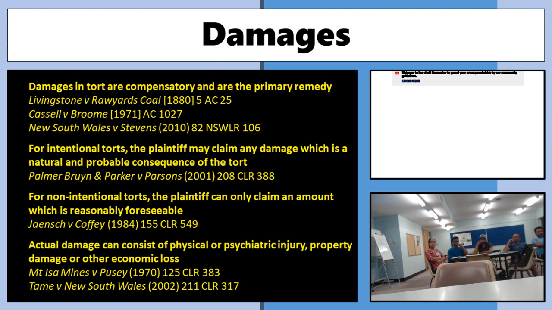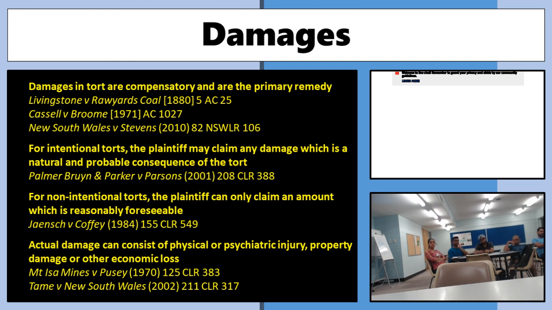Okay, and just note this last slide here, you've got actual damage. Again, you've got economic loss and damage to property, so damage to your goods or your company or your land or your buildings. But you also can get personal injury, which can be physical injury. And your physical injury can lead to your loss of income streams. That is compensatable as well, provided it's reasonably foreseeable, and for negligence anyway, not for battery.